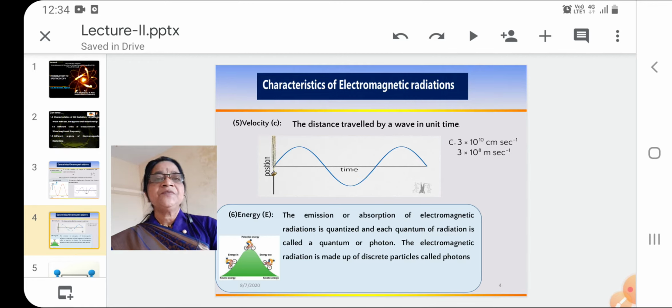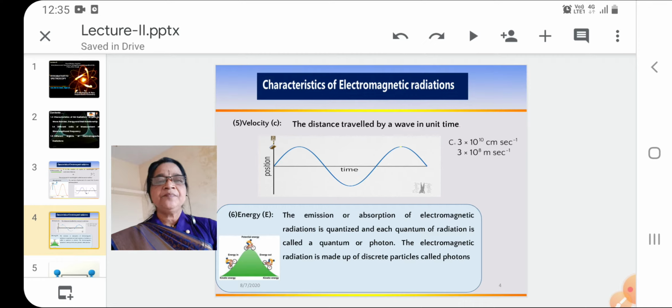Now the next one is the energy. The emission or the absorption of electromagnetic radiation is quantized, and each quantum of the radiation is called a photon or a quantum. Electromagnetic radiation is made up of distinct particles called photons. Now energy is given by the equation E is equal to h nu.